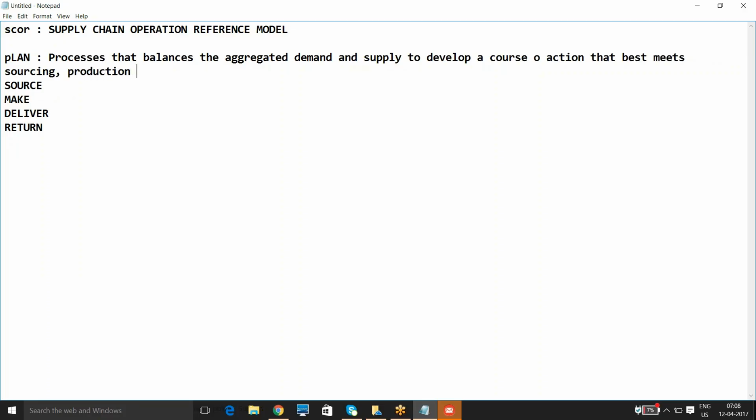Sourcing, production, and delivery. So we understand that at the planning level it is quite important to understand what different segments are involved. So should I purchase the material, or should I really produce the material? All the segments will come into planning. Good enough.